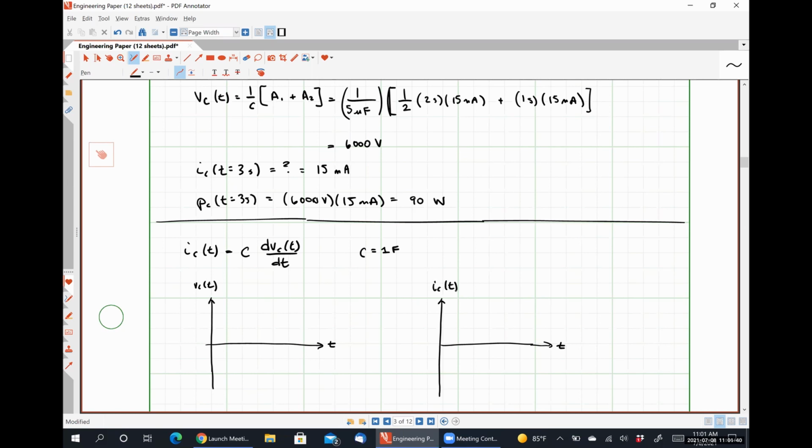So let's say that our capacitor voltage ramps up like this, stays constant, and then ramps down like so. So it has a value of, let's call it 5 volts at 2 seconds. And then at 4 seconds, it starts decaying down to 0. What would our current look like? Anybody have any thoughts?